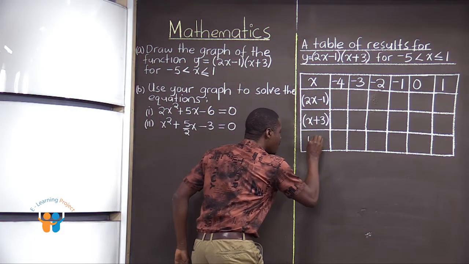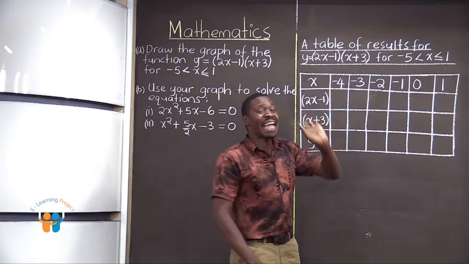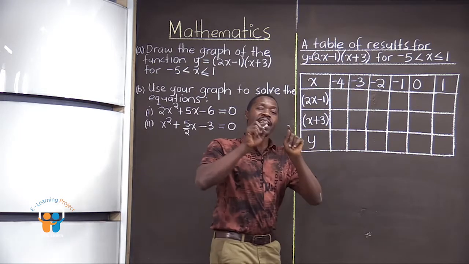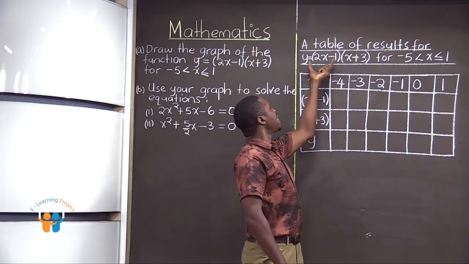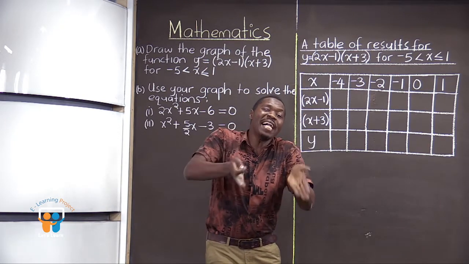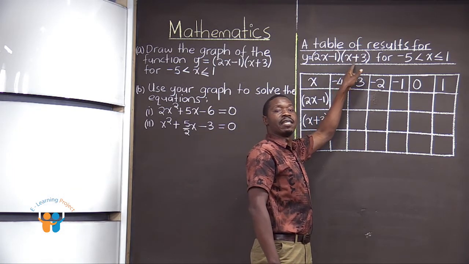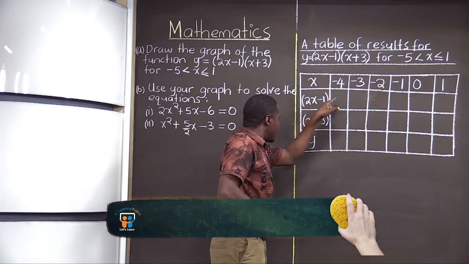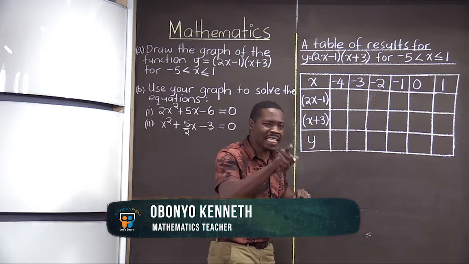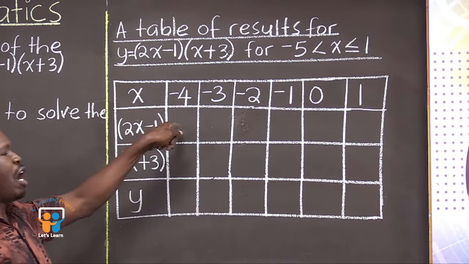Here we are going to end with y, which they told us must equal 2x minus 1 times x plus 3. Or y will be the product of the answer that we get in the first bracket multiplied by what we get in the second bracket, which is x plus 3. But now, how are we going to get the answer here? They are telling us, get the value of 2x, subtract a 1, and you have the value there.